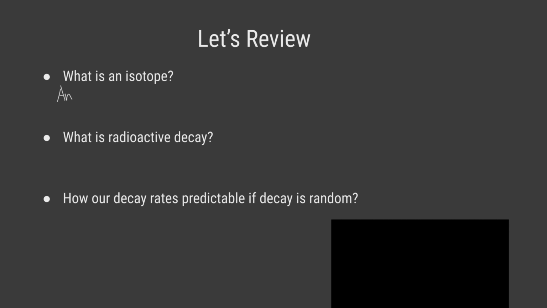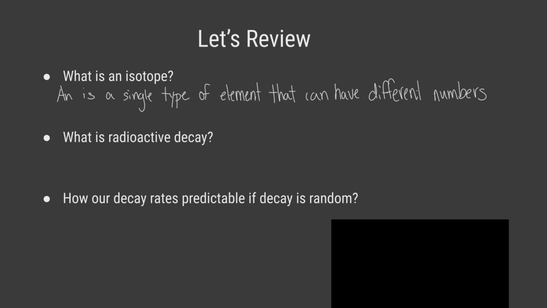Well, an isotope is any single type of element. So this could be carbon or nitrogen or oxygen, but a single type of element that can have different numbers of neutrons. In the example of carbon, carbon can form with 6 neutrons, 7 neutrons, or 8 neutrons. Those are all carbon. If they had different numbers of protons, remember it's now a new element. So it has to have the same number of protons throughout, but they can have different numbers of neutrons. That's an isotope. So next, what is radioactive decay?